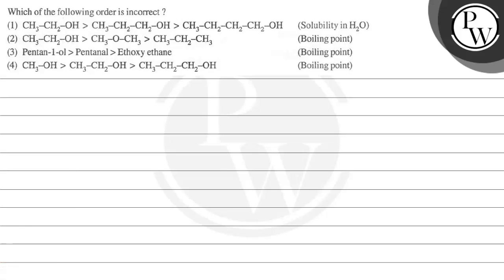So the question says, which of the following order is incorrect? All right, and यहाँ पर हमारे पास four options given हैं जिसमें कि कुछ compounds को compare किया जा रहा है on the basis of some properties, solubility in H2O and boiling point. All right, so हमें देखना है कि इनमें से कौन सा जो option है that is incorrect.